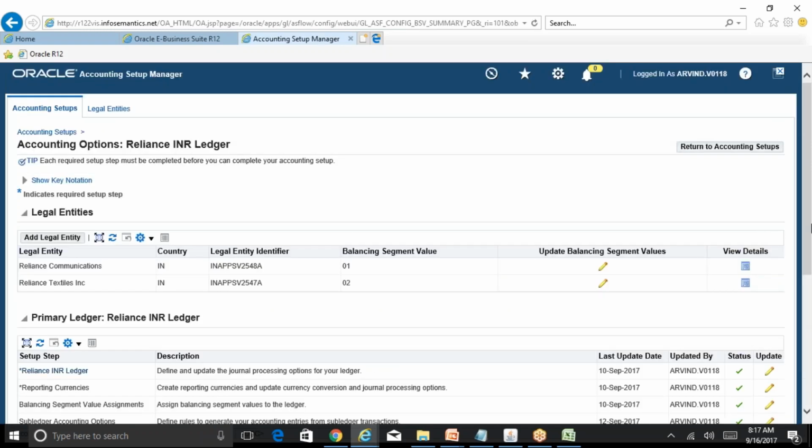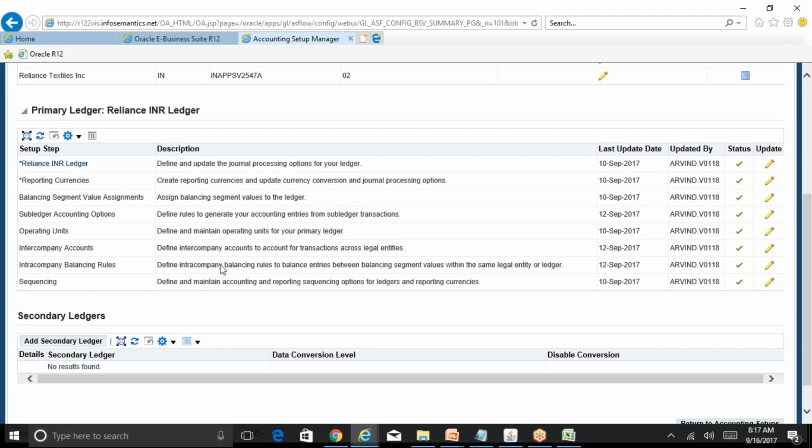Now we can go back to the definition. It says define intra-company balancing rules to balance entries between balancing segment values within the same legal entity or between the balancing segment values within the ledger. So is that clear? First of all, you should be very much clear on the definition. Is that clear? Or is there any confusion? I'm expecting an answer, yes or no. Yes, okay, Arvind.